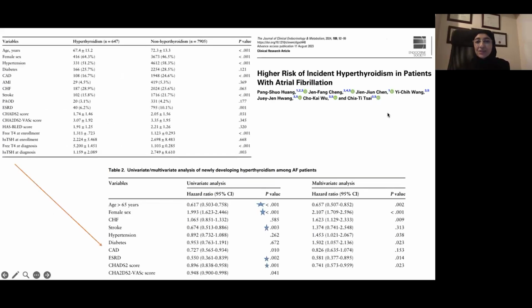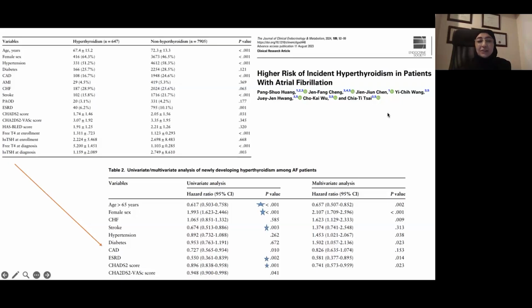hyperthyroidism. So this is a study indicating how do you pick up patients with hyperthyroidism in admissions with atrial fibrillation. That was published in the JCEM. Patients who were in hospital admission with atrial fibrillation, some of them did develop or were found to have hyperthyroidism. So this study came up with a risk calculator that you can plug in some variables and get how much of a chance would a patient be having hyperthyroidism.